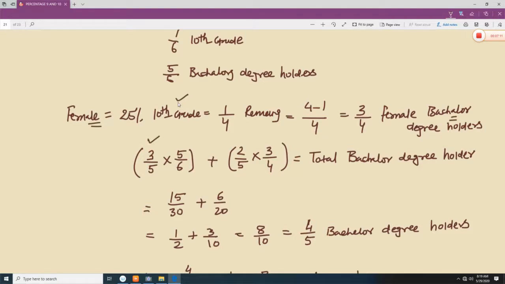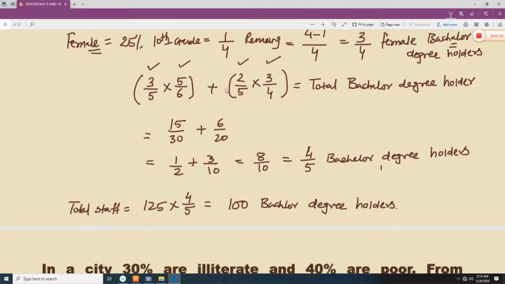3/5 is the total number of males, 2/5 is the total number of women, and 5/6 is the fraction of males who are bachelor degree holders, and the fraction of females who are bachelor degree holders is 3/4. So when I simplify, it is 8 over 10, or 4 over 5, who are bachelor degree holders. Now we know the total staff is 125. Out of 125, 4/5 are bachelor degree holders, so the total is 100 people who are bachelor degree holders.